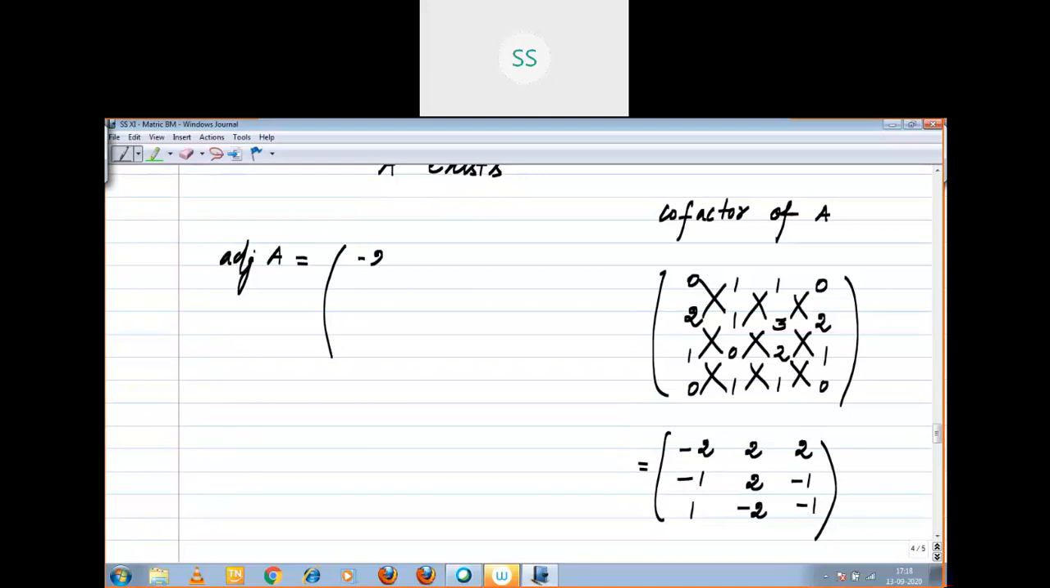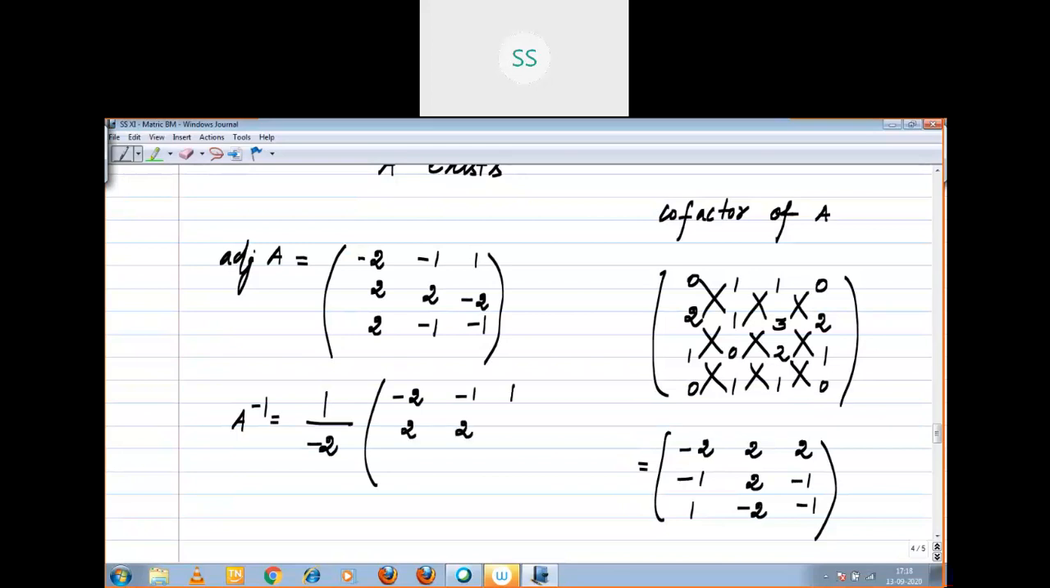Transpose of the cofactor you are going to write. Minus 2, 2, minus 2, 2, 2 minus 1, 2 minus 1, 1 minus 2 minus 1. Got it, children? Now A inverse equals 1 by determinant A into adj A. That is 2, 2 minus 2, 2 minus 1 minus 1. Now we are going to solve.